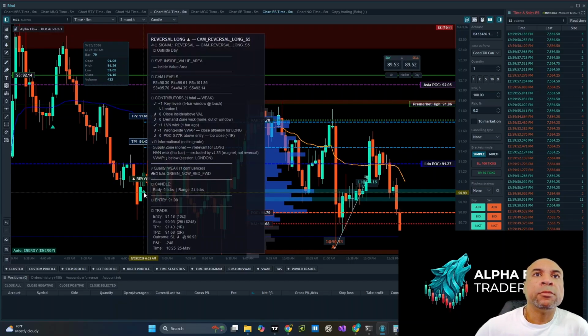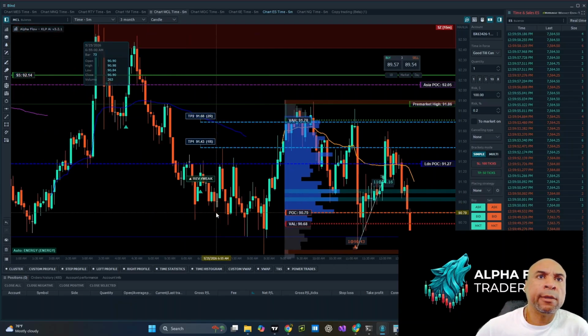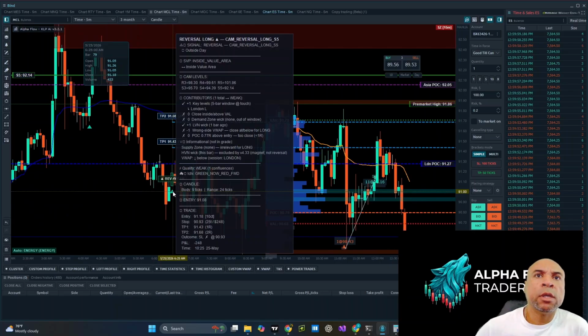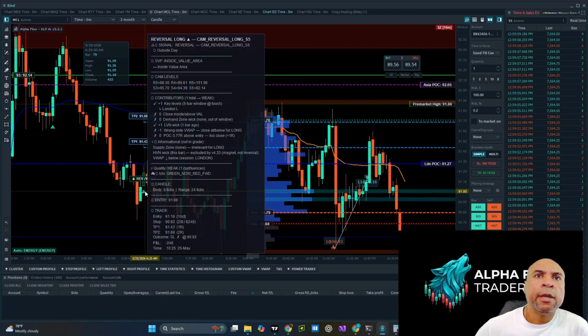Some of the confluences for this particular signal: it came, swept London low and closed above London low. There was a low volume node here that it whipped through. We also take away points for negative confluences. It was on the wrong side of VWAP. This is a long, and at the time it was trading under VWAP.